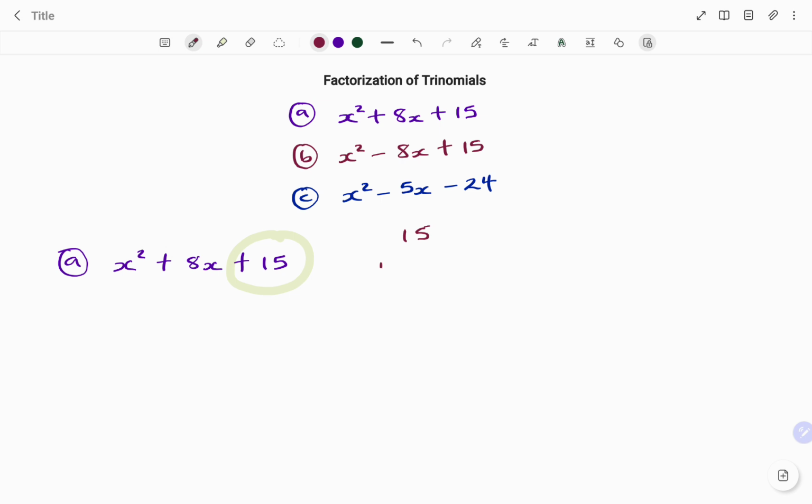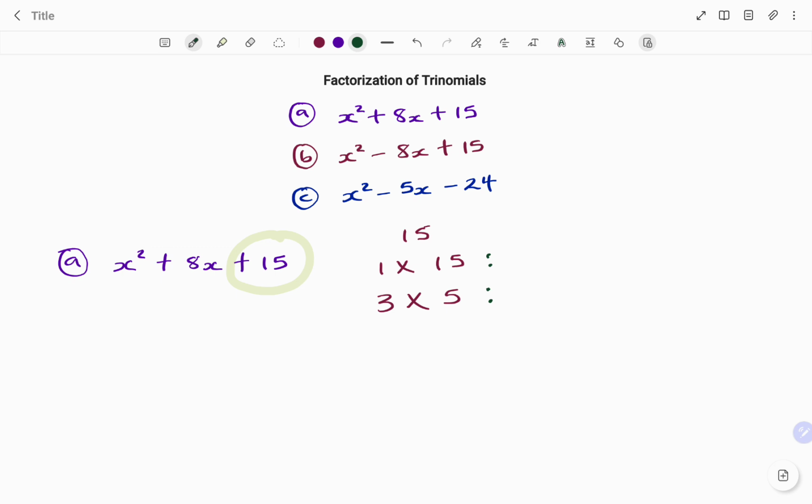I have 1 times 15, that will give us 15, and then I have 3 times 5, or 5 times 3, will also give us 15. For each one, we need to test which of these will give us positive 8, that's the term in the middle. Like I said earlier, because the term is positive, we use the sum of the factors of the third term.